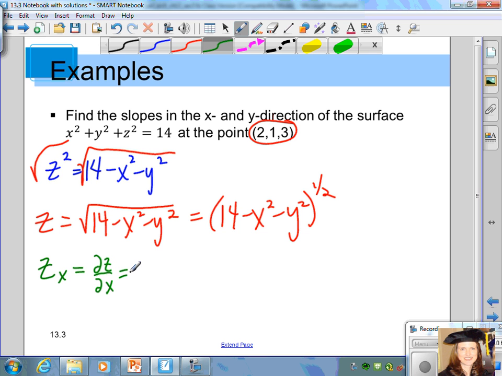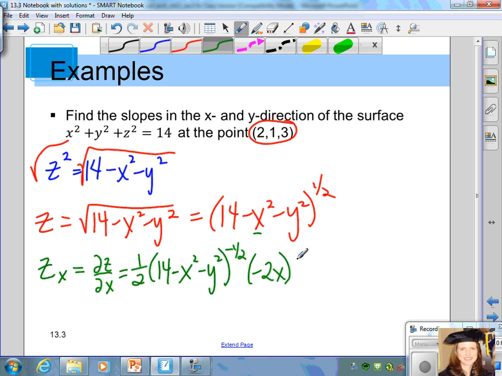So the partial derivative of z with respect to x, we're going to treat x as a variable and everything else as a constant. We are going to use the chain rule here. All of this to the 1/2 power is 1/2 of all of this. We're going to subtract 1 from the power. 1/2 minus 1 is a negative 1/2 times the derivative of what's inside. When we treat x as a variable, the derivative of these constants are 0, and the derivative of the negative x squared is negative 2x.